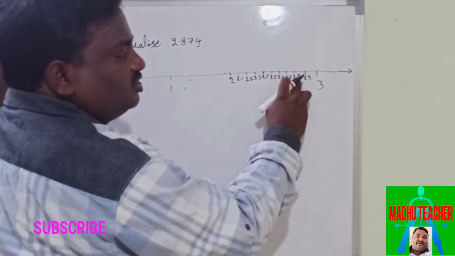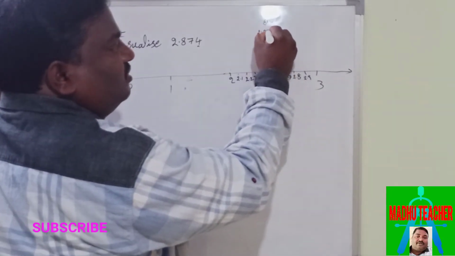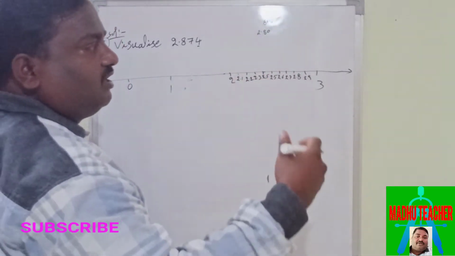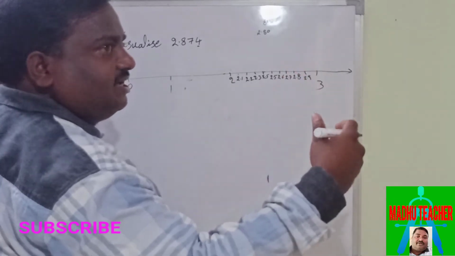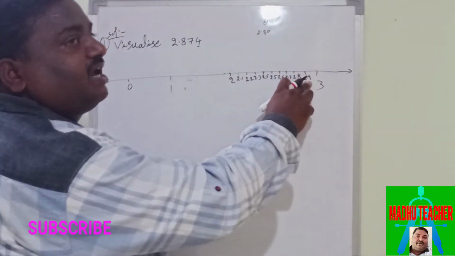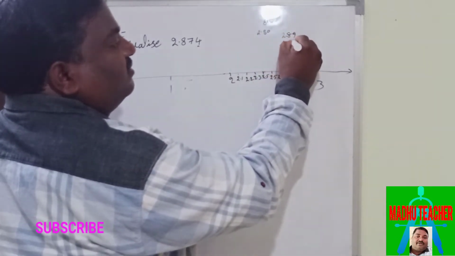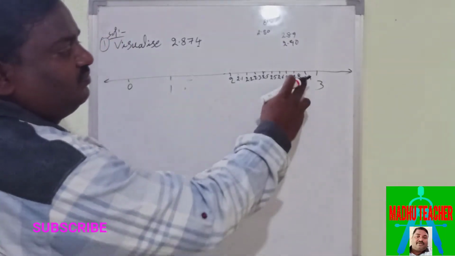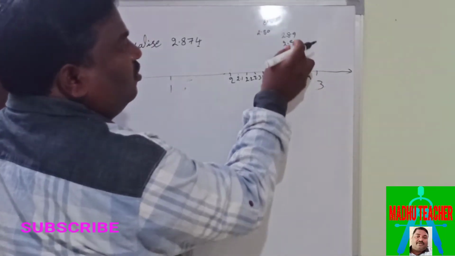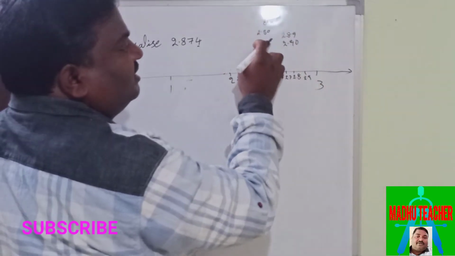That means it is 2.8. 8 means 2.80. After 80 we will get 81, 82, 83, 84, 85, 86, 87, 88, 89, then 2.9. After 2.89 we will get 2.9. 2.9 means 90. In between these two we will get all of these.